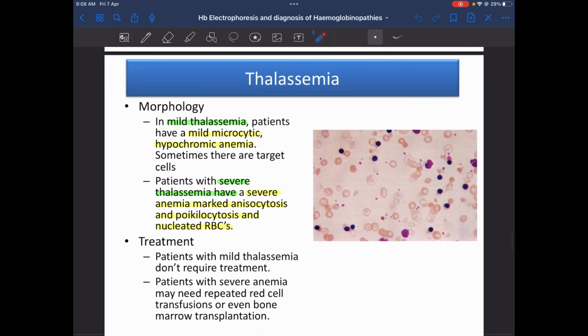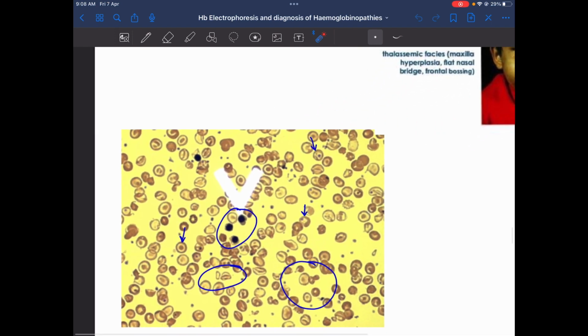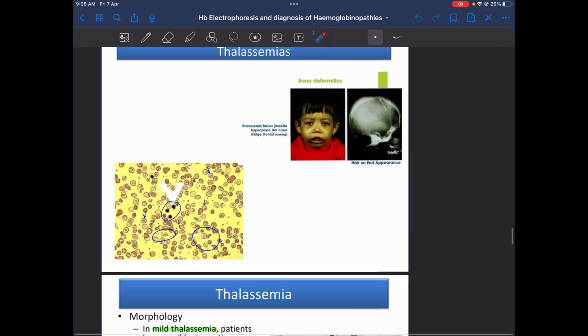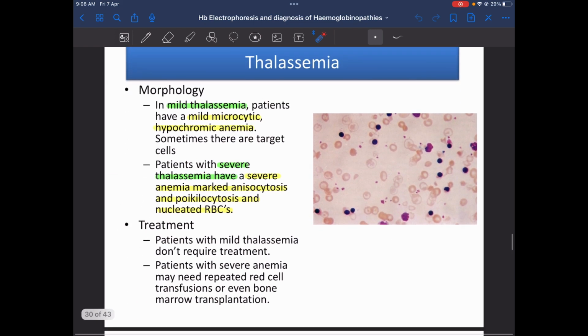In terms of morphology, mild thalassemia is going to relate to mild symptoms, and severe thalassemia is going to lead to severe symptoms. Mild thalassemia leads to a mild anemia of the microcytic hypochromic variety, and severe thalassemia is obviously going to have severe anemia, marked anisocytosis, poikilocytosis, and nucleated red blood cells. So this peripheral blood smear we saw right here was probably of a patient with severe thalassemia, either thalassemia intermedia or more likely thalassemia major.